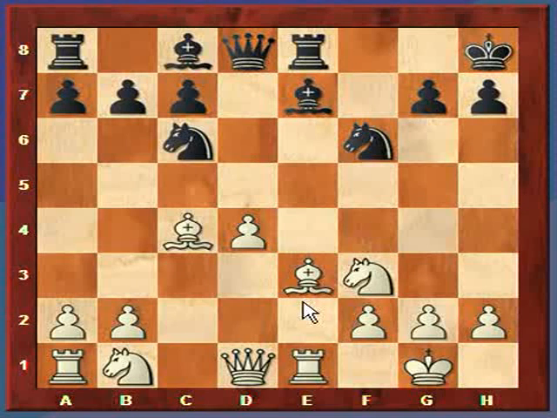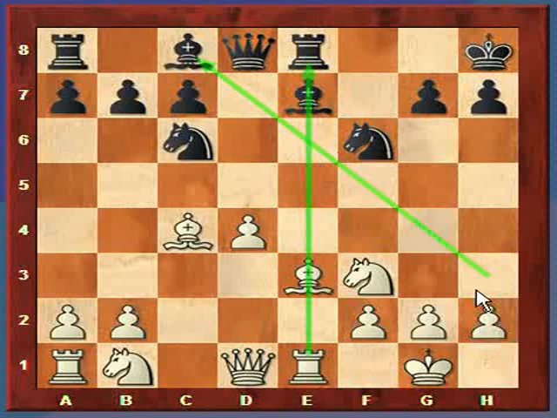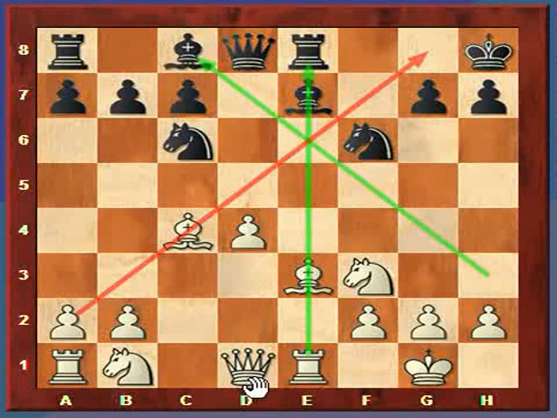So, for example, this is the E file. And another example is that this is a line. This could be the H3-C8 diagonal, things like that. Here's another line right here. And here's the D file. Because the files are always the columns, the lines are usually named with the beginning and ending squares. And when you say a line, usually you're referring to a diagonal on the board.